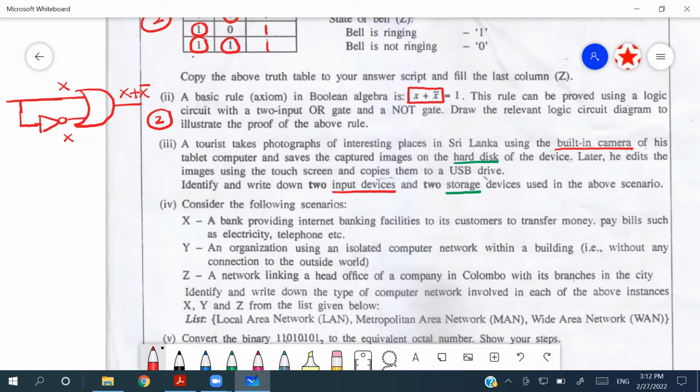And later he edits the images using the touchscreen. So when we are editing something using the touchscreen, it's going to be an input device, right? And copies them to the USB drive. So the USB drive is going to be another storage device, right? So these are going to be the 2 input devices and the 2 storage devices, right? So inputs are in red, storage devices are in green, right? If you got all 4 correct, you can have 2 marks, 0.5 for each identification.